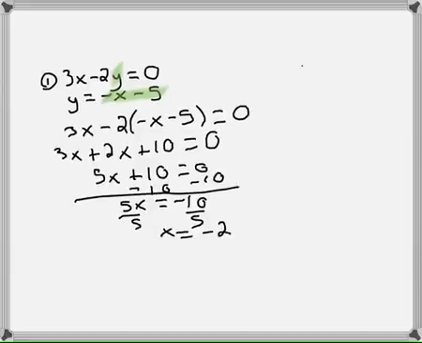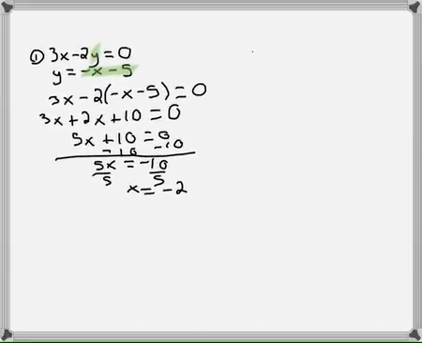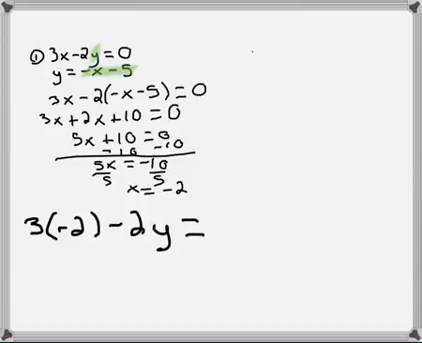Now I have to solve for the y. To do that, I'm going to take this -2 right here, and I'm going to put it back here. This is kind of a tricky problem right here. So I'm going to go 3 times the x, which is negative 2, minus 2y equals 0. Multiply: negative 6 minus 2y equals 0.